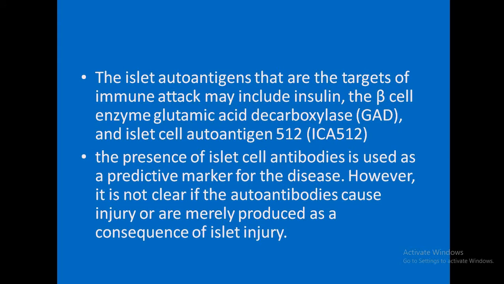The islet autoantigens, which are the targets of immune attack, include insulin, the beta cell enzyme glutamic acid decarboxylase, also known as GAD, and ICA512. The presence of islet cell antibodies is used as a predictive marker for this disease, but it is not clear if the autoantibodies cause injury or are merely produced as a consequence of islet injury.